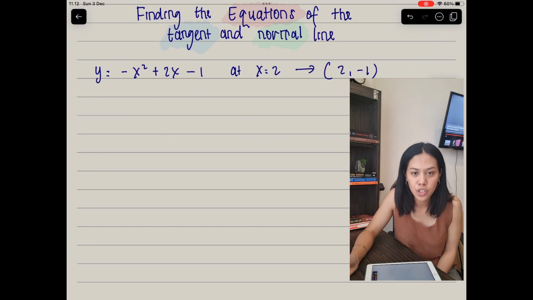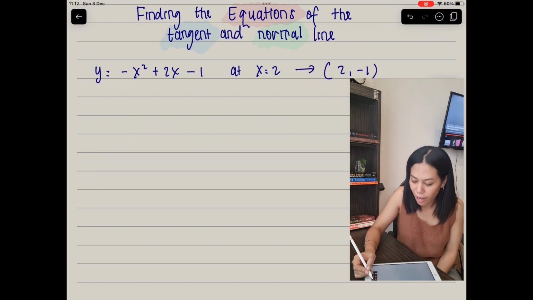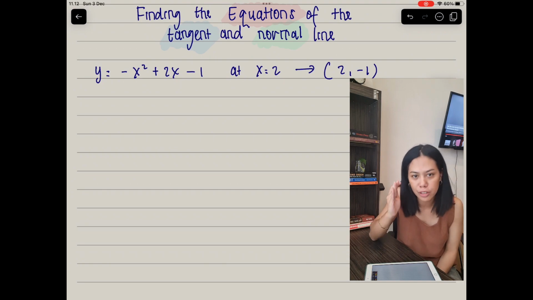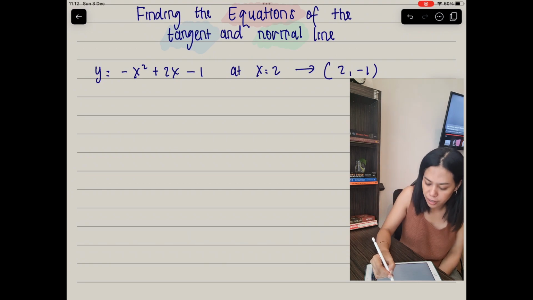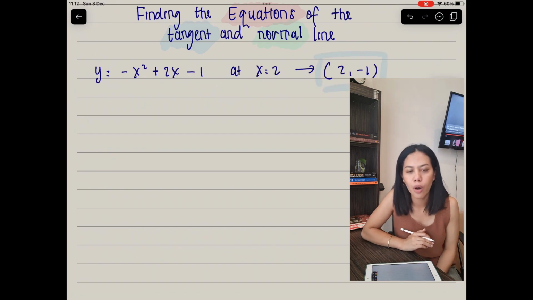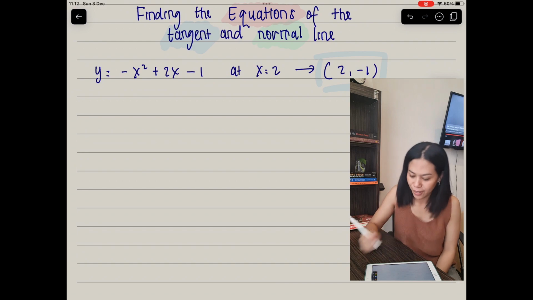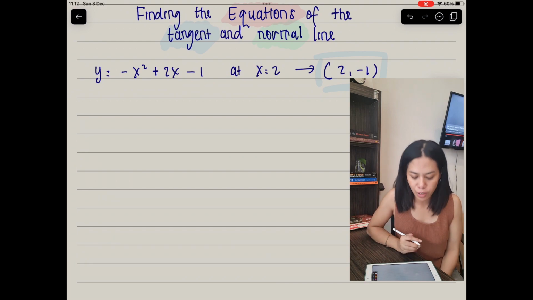Okay, I've actually checked beforehand that at x equals 2, the y is negative 1. So how did I do that? I just have to input the 2 into the equation, and then I will have y equals negative 1. So the coordinate is 2 comma negative 1. Right, so let's start making the equation.